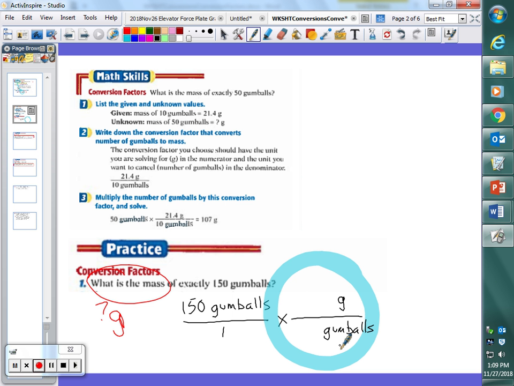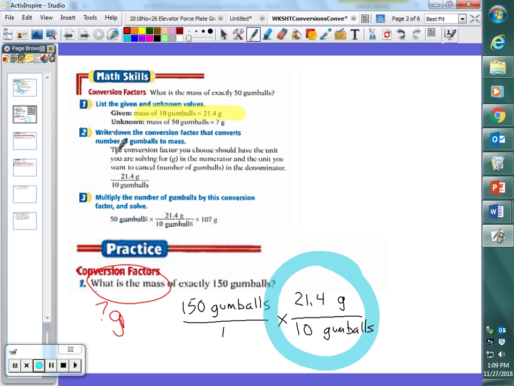Now, what did we say has to be true about the top of this fraction and the bottom of this fraction? They should be equal to each other. They should be the same, right? This information still applies. So now we're going to put numbers in to make the top and the bottom of this fraction equal to each other. 21.4 is going to go in front of grams. 10 is going to go in front of gumballs. Good? Okay.